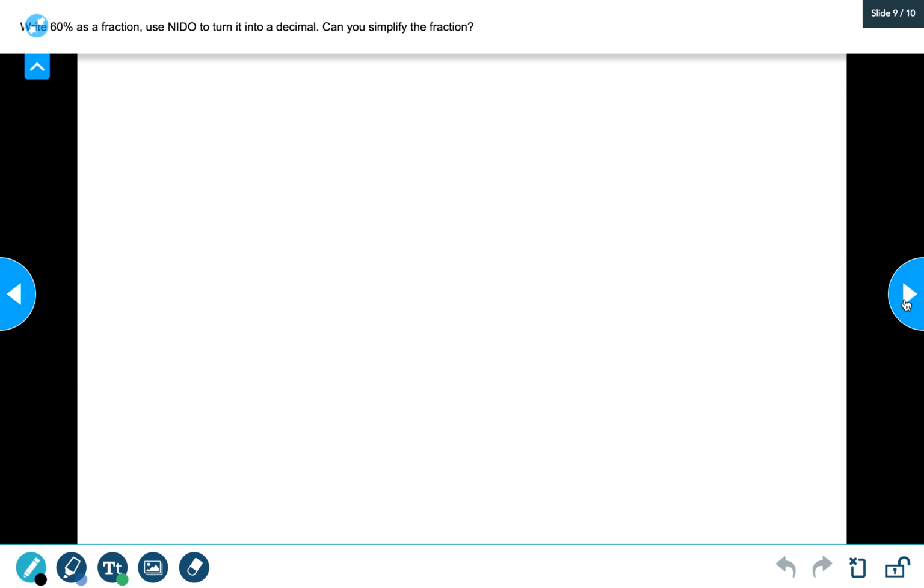So here's some practice. Write 53% as a fraction and turn it into a decimal. You're going to get 53 over 100, and when you divide it, you're going to end up getting 0 and 53 hundredths. 60% is going to be 60 over 100. And let's look at that. What can I divide both of these by? Well, I can divide them both by 20.